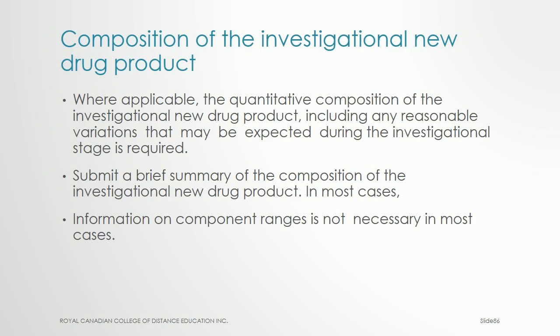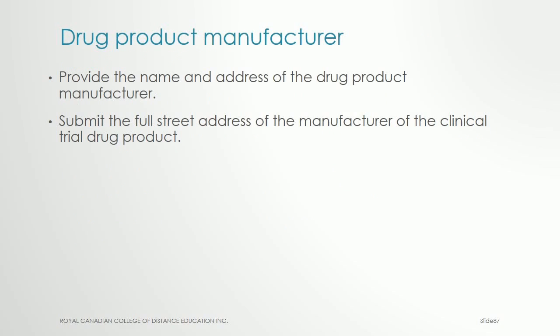Composition of the investigational new drug product. Where applicable, the quantitative composition of the investigational new drug product, including any reasonable variations that may be expected during the investigational stage, is required. Submit a brief summary of the composition of the investigational new drug product. Information on component ranges is not necessary in most cases. Submit the full street address of the manufacturer of the clinical trial drug product.